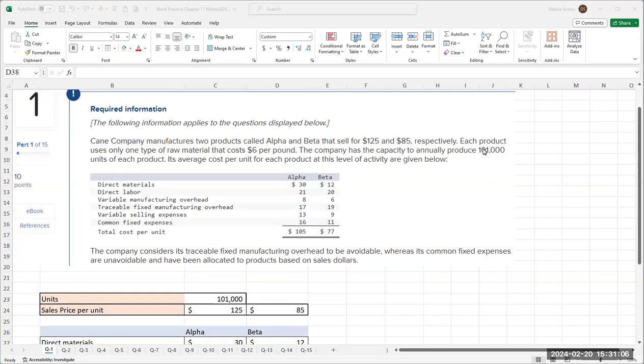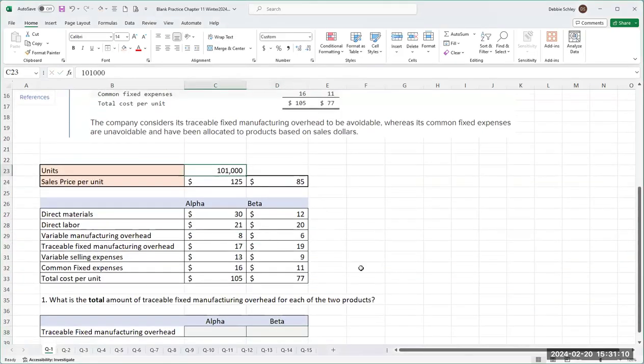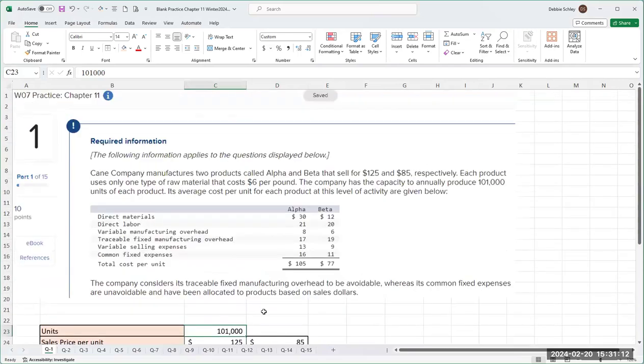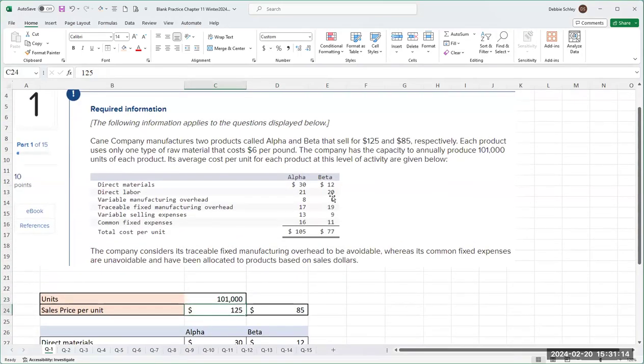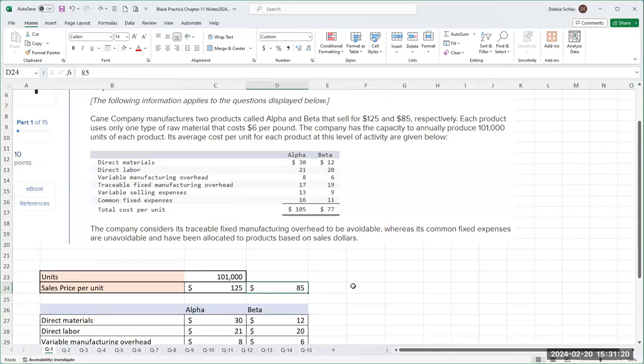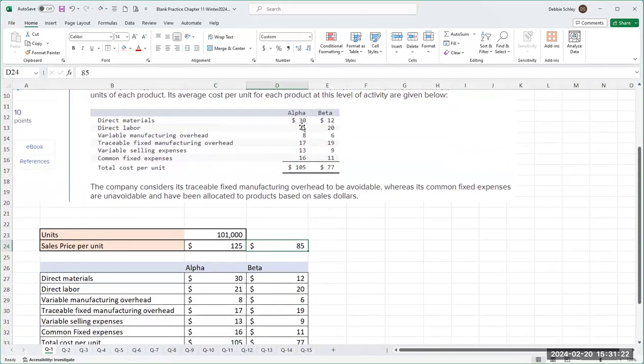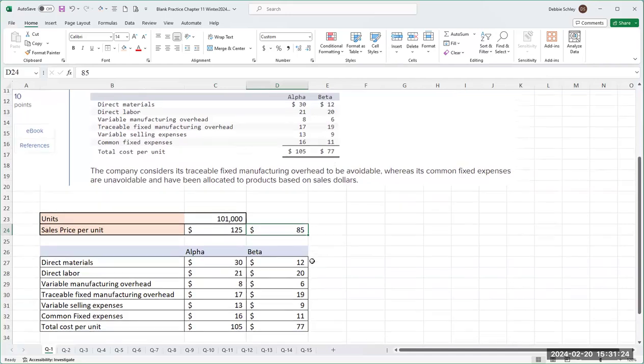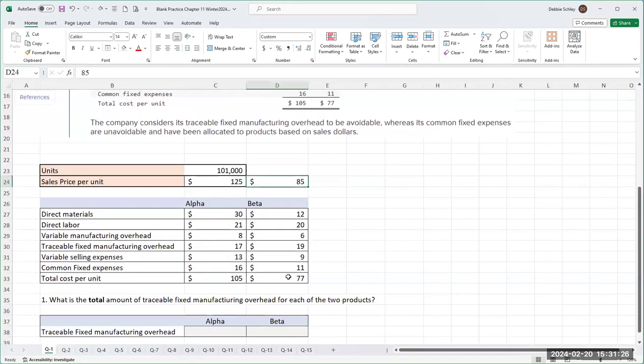Okay, so the very first thing I did is I put 101,000 units. My alphas are 125 and my betas are 85. Those are my selling prices. And then I copied all of this information down here so that I could reference those sales.